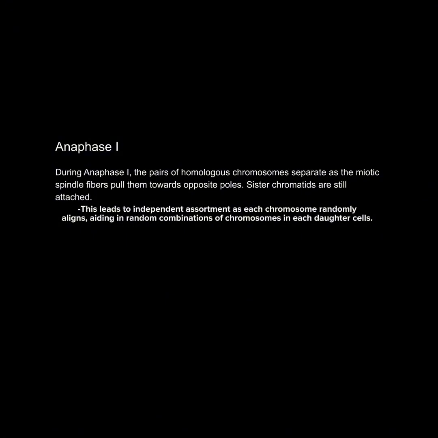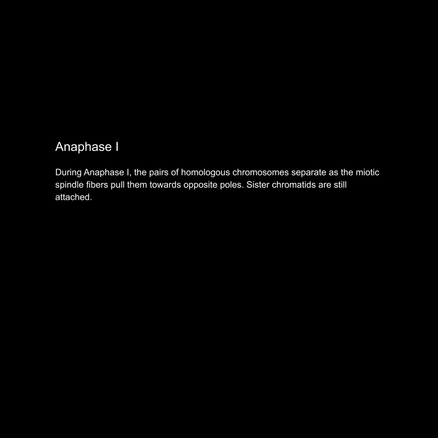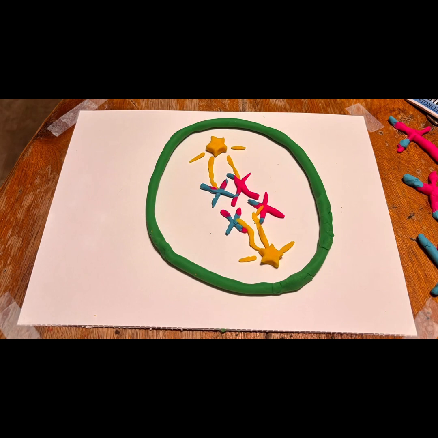Anaphase. Pairs of homologous chromosomes separate as the meiotic spindle fibers pull them towards opposite poles of the cell. Sister chromatids are still attached, and the cell begins to stretch to prepare for cell division.